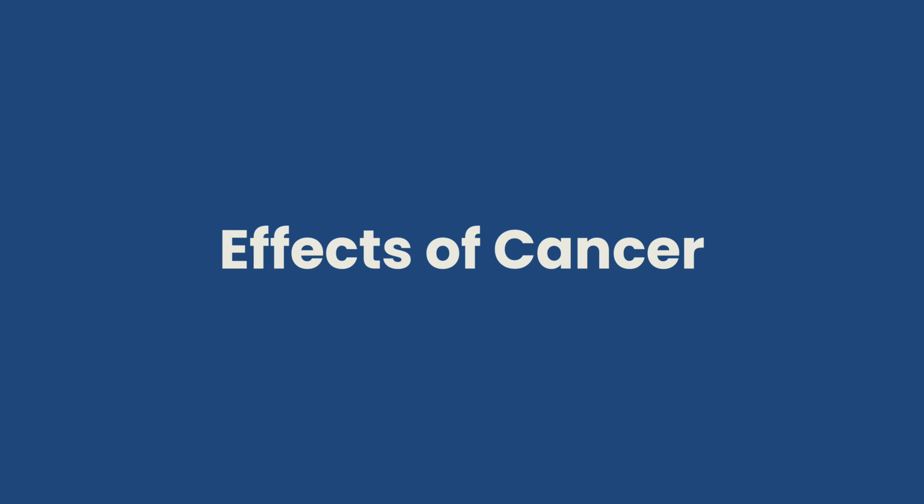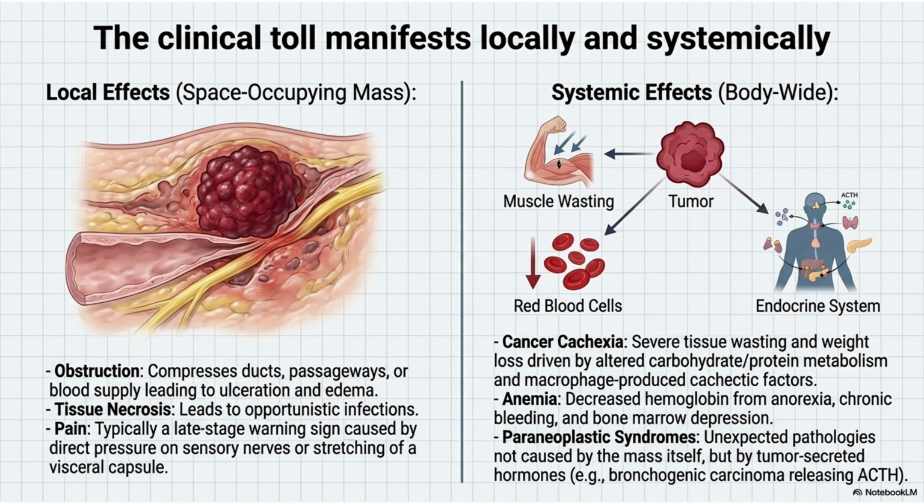Now, let's talk about the effects of cancer. Cancer affects the body both locally and systemically. Tumors can compress tissues and blood vessels locally, while systemic effects include fatigue, cachexia, anemia, and endocrine disturbances. Cancer's clinical toll is both, as we mentioned, local and systemic. Locally, a mass can cause obstruction of ducts, tissue necrosis, leading to infection and pain in late stages. Systemically, patients may suffer from cancer cachexia, which means severe tissue wasting, driven by altered metabolism, and anemia from chronic bleeding or bone marrow depression.